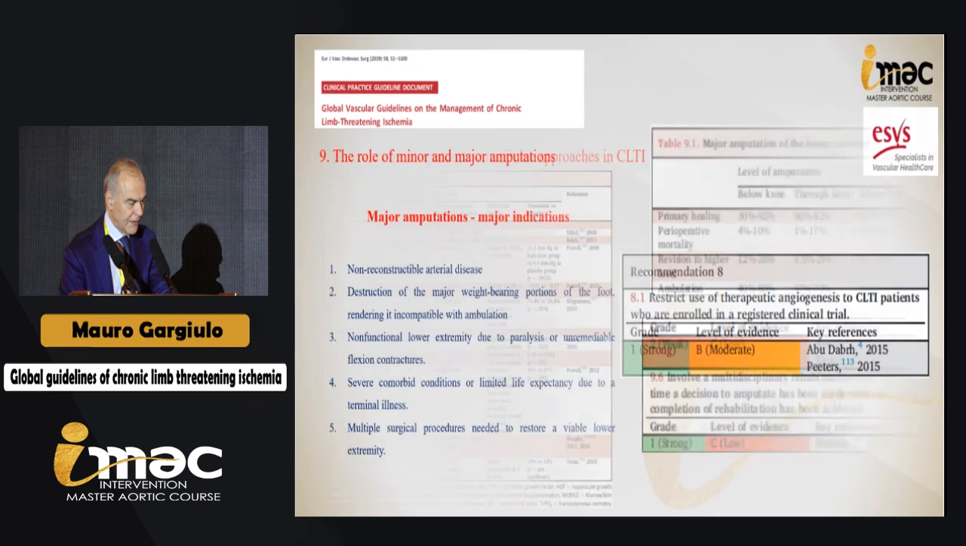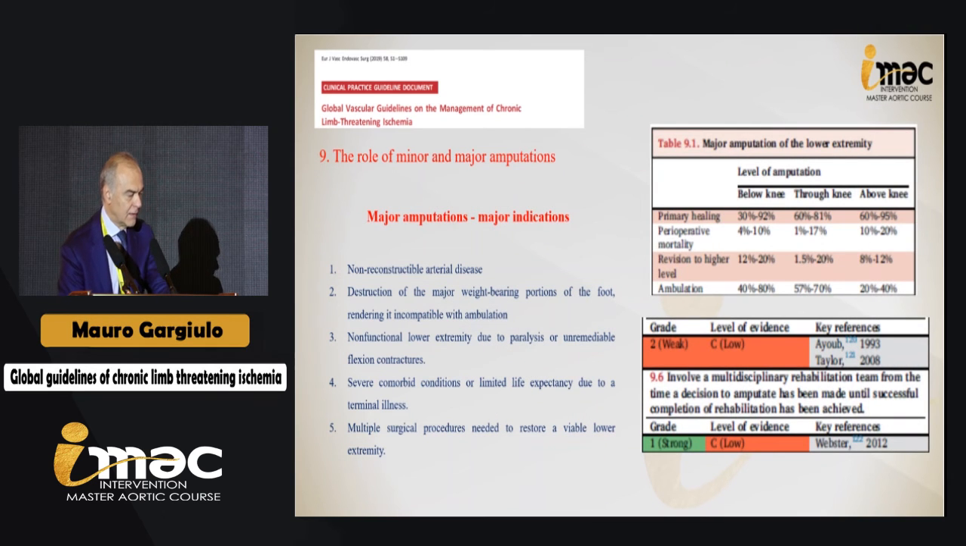Chapter number 9 underlines that we have 5 major indications for major amputation, and that in major amputation we have a high percentage of perioperative mortality and a low percentage of ambulation in these patients. I think this recommendation is very important: we need to involve a multidisciplinary rehabilitation team from the time a decision to amputate has been made until successful completion of rehabilitation has been achieved.